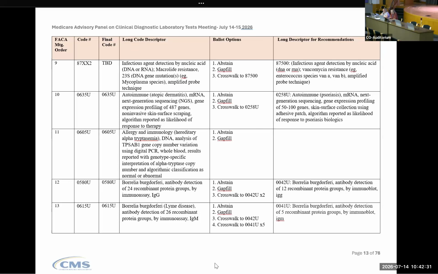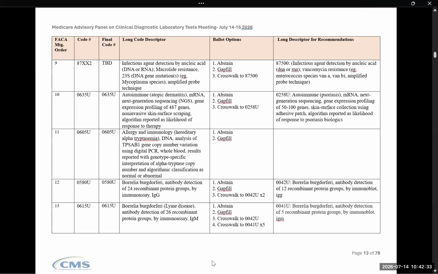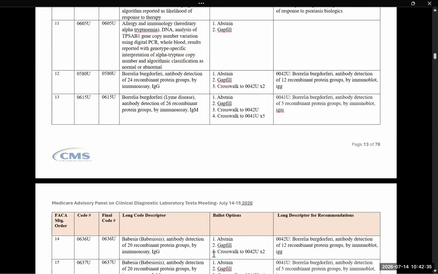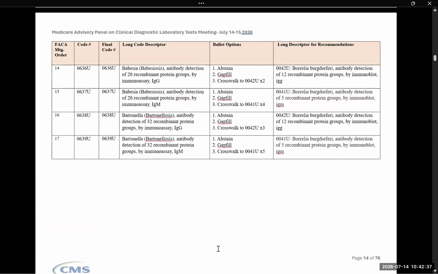Okay, thank you. Fabulous. And we're going to keep it rolling with Dr. Schoonmaker and 0636U. Thank you. This assay is for babesiosis, antibody detection of 20 recombinant protein groups by immunoassay for IgG. We recommend that this be crosswalked to the Lyme disease assay for 0042U with the multiplier ×2 to reflect the higher number of targets in the new test.